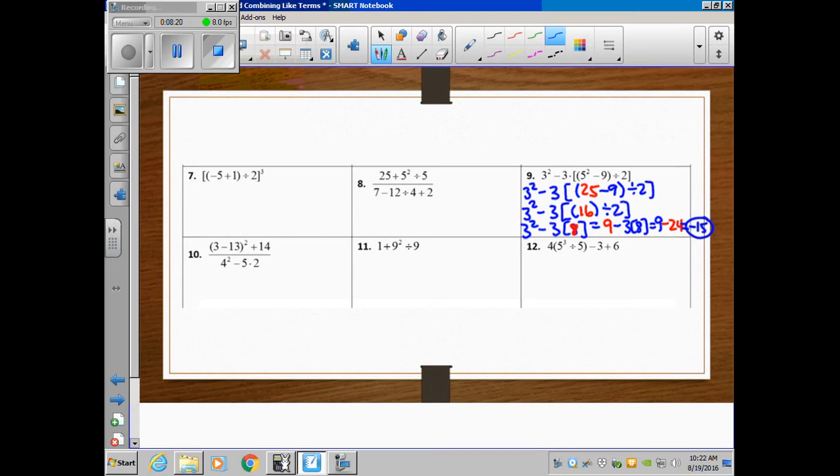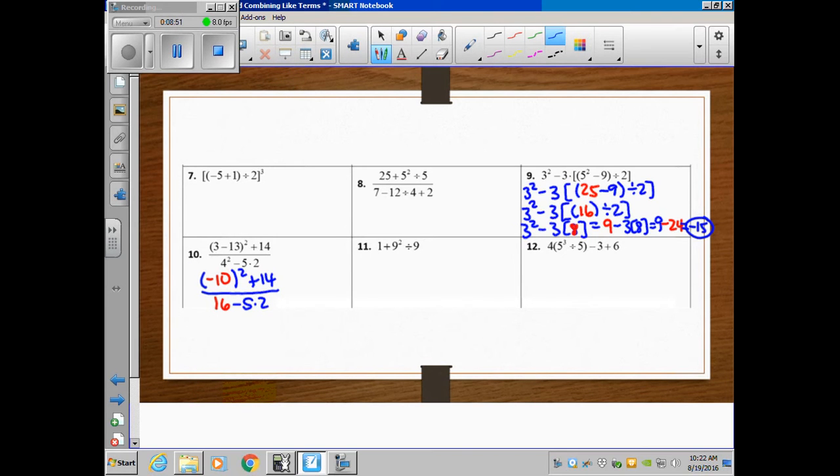We're going to separate the top from the bottom. So for number 10, I have 3 minus 13 inside parentheses, which is negative 10. That's got to be done first before I square it. Now, on the bottom, I can see what I can do first there because it's separated from the top. So there's no parentheses, but there is an exponent. 4 squared is 16 minus 5 times 2. All right, back to the top.